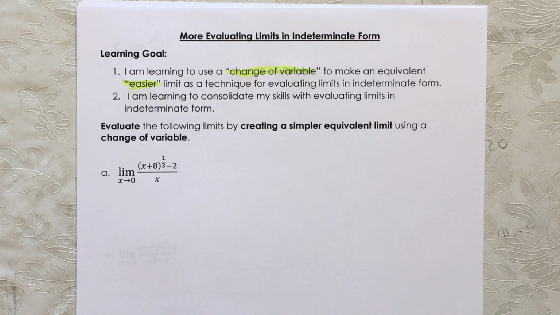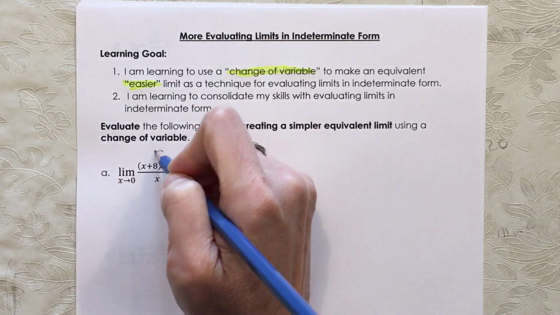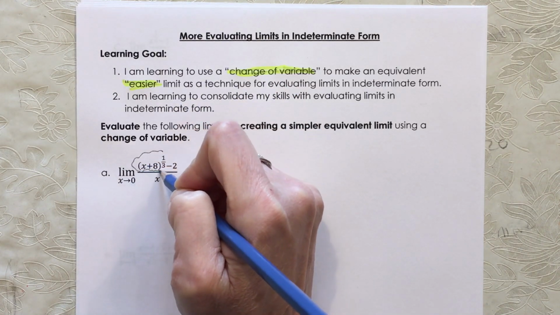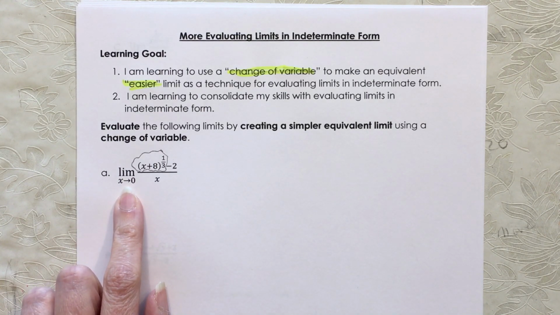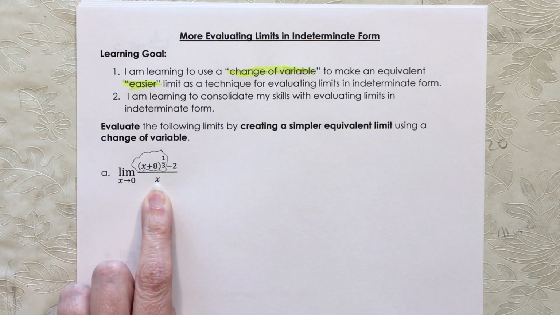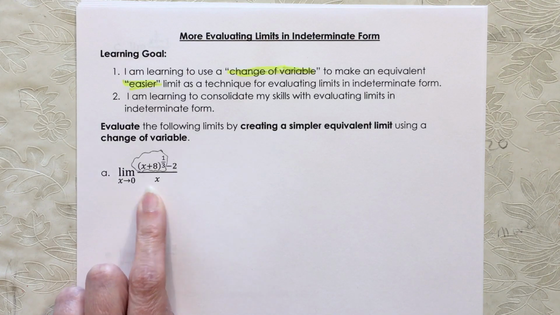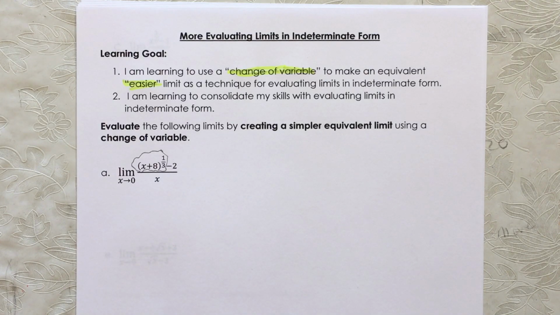So the stressful part of this question is this (x plus 8) to the 1/3. That looks yucky, and that's what we're going to use to help us make our change of variable. Notice that if this was an easy one, we would have been able to substitute x, but we can't because that would leave the denominator 0, so it is an indeterminate form.